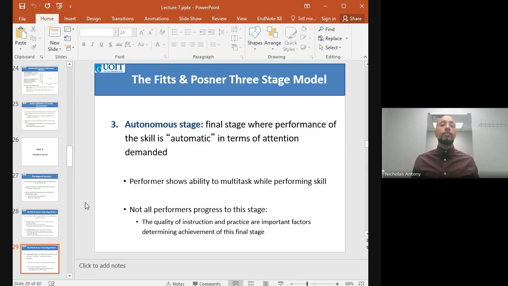So the last stage then would be, after all of that practice, you reach the autonomous stage. And this is the final stage where the performance of the skill becomes automatic. And this is associated with automaticity, where you have now a lack of attention required to complete that task, and you're now able to multitask this skill with other skills. This is the autonomous stage, where in sports, the game slows down. They don't need to look at what they're doing anymore. They figured out how to dribble. Now they can look up and they can be more aware of the environment.